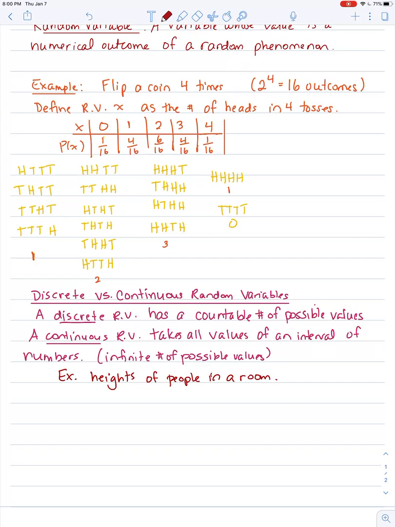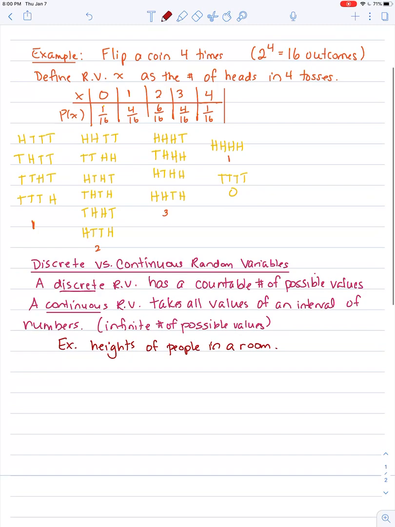But a discrete random variable is a countable number of values, like something like rolling a die. There's only 6 outcomes and there's nothing in between. So that's discrete. Continuous means any number.